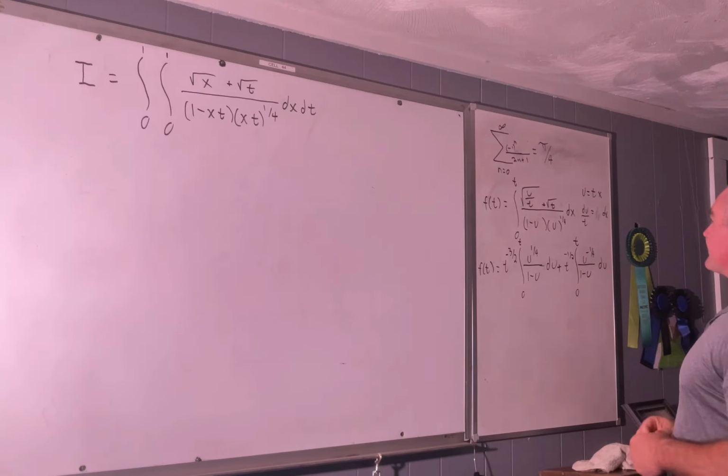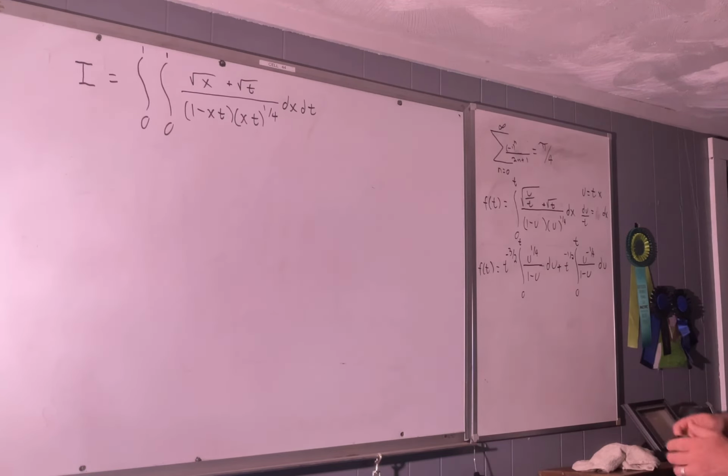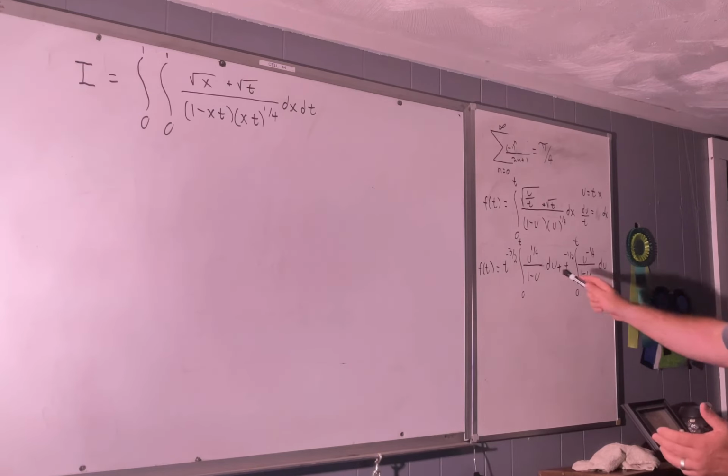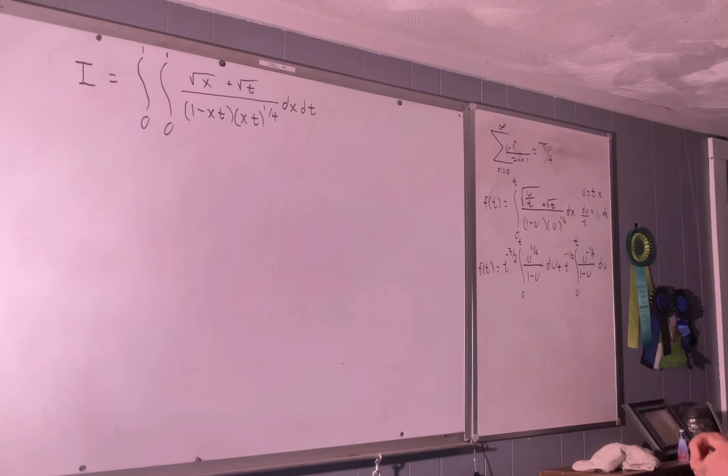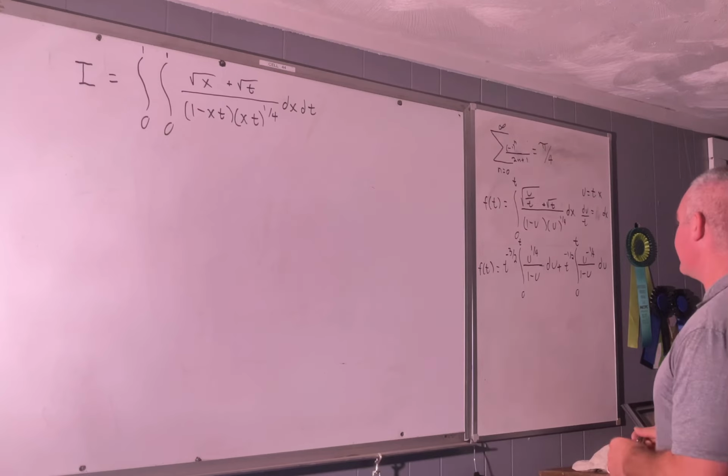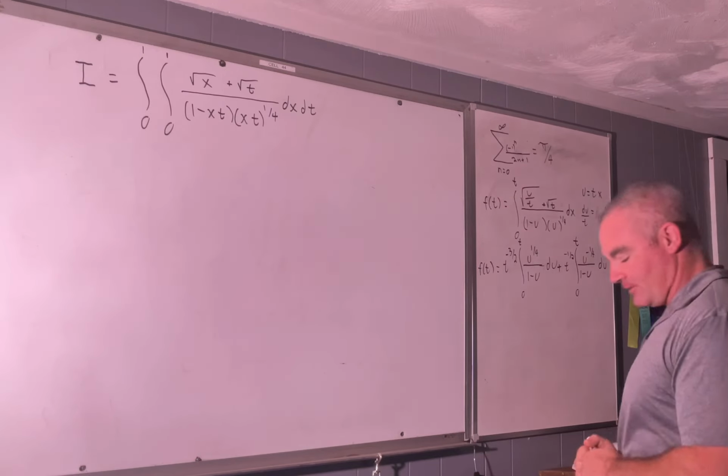Our u's are only going to be going from 0 to 1, so it's fine to rewrite that 1 over 1 minus u as the sum from n equals 0 to infinity of u to the n in this case. So let's rewrite that.